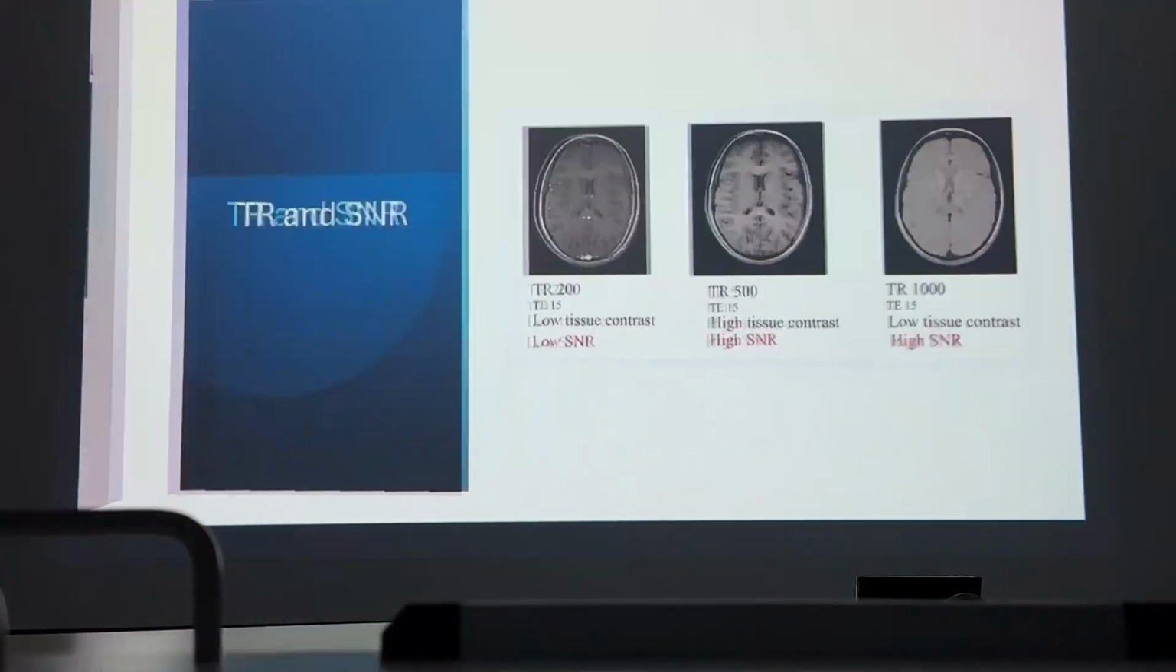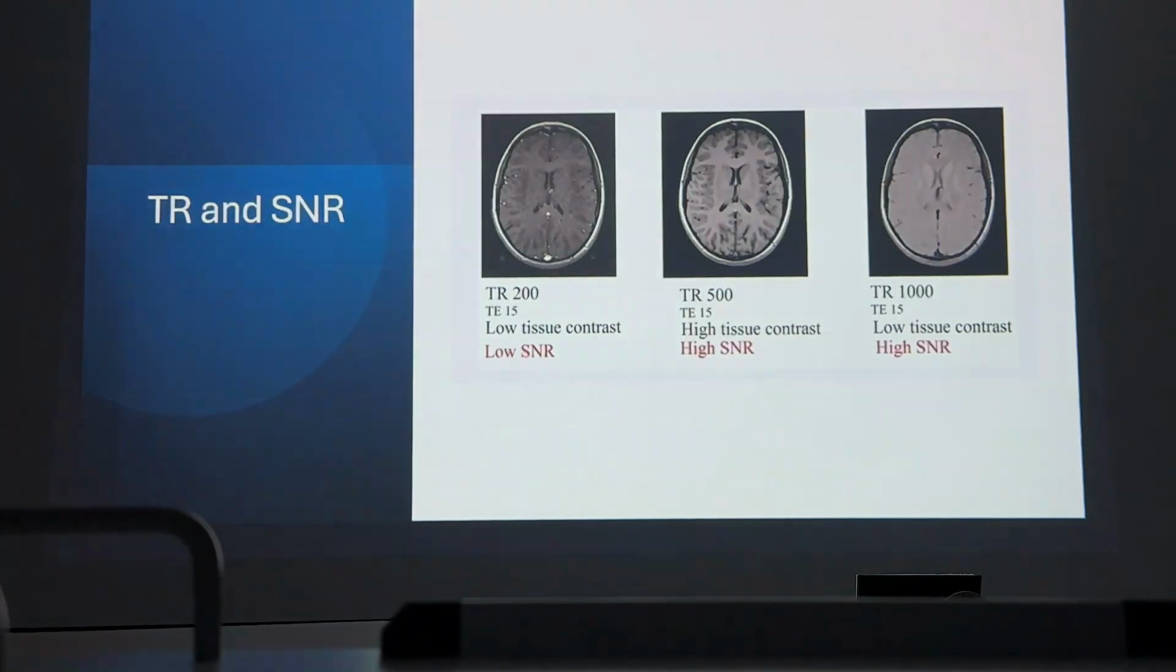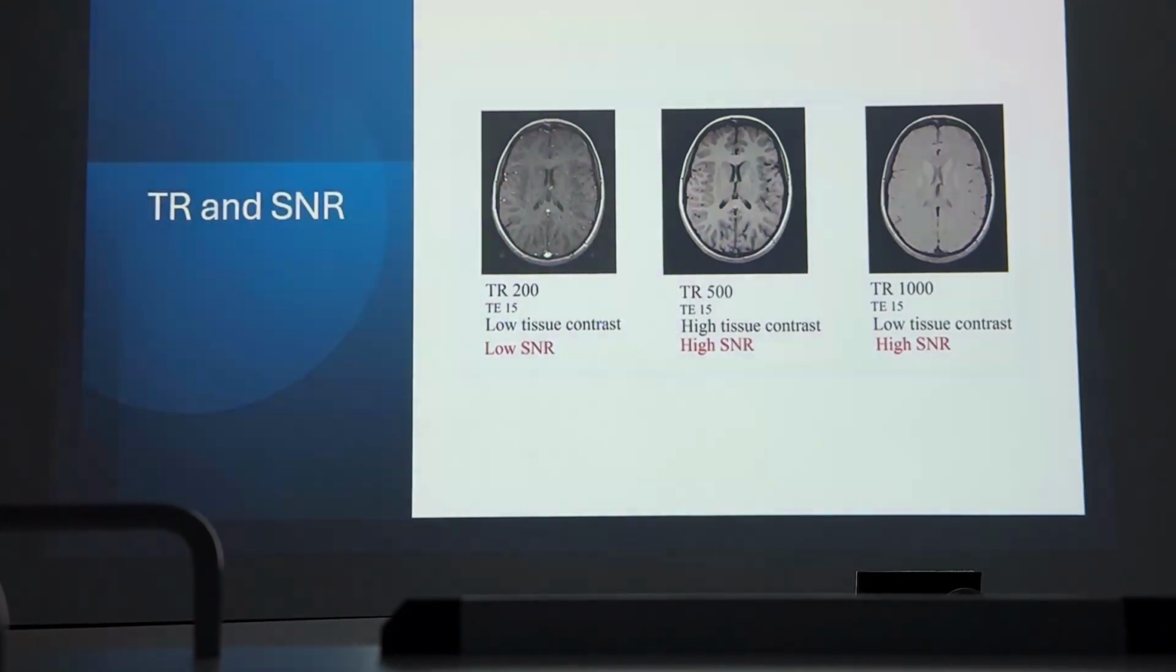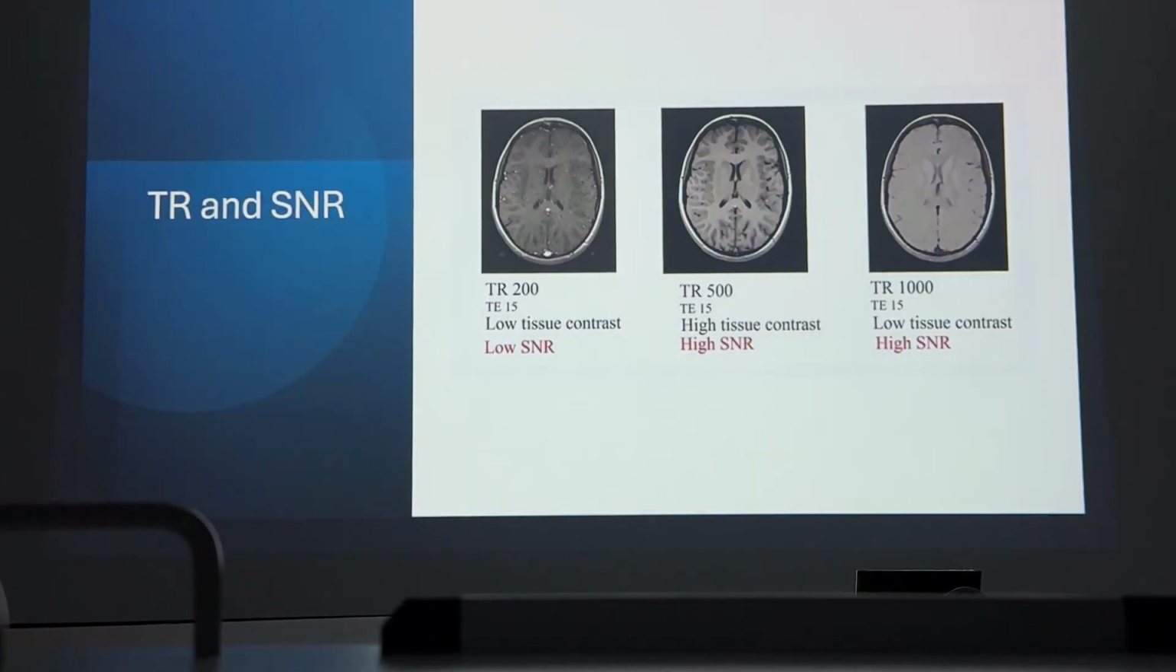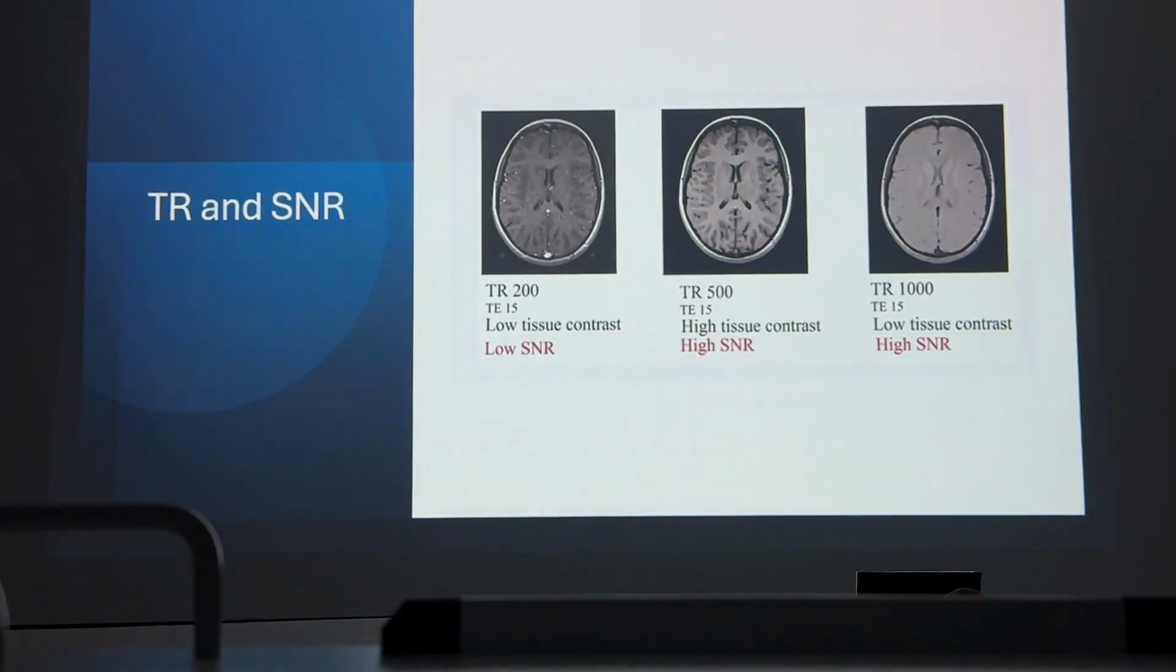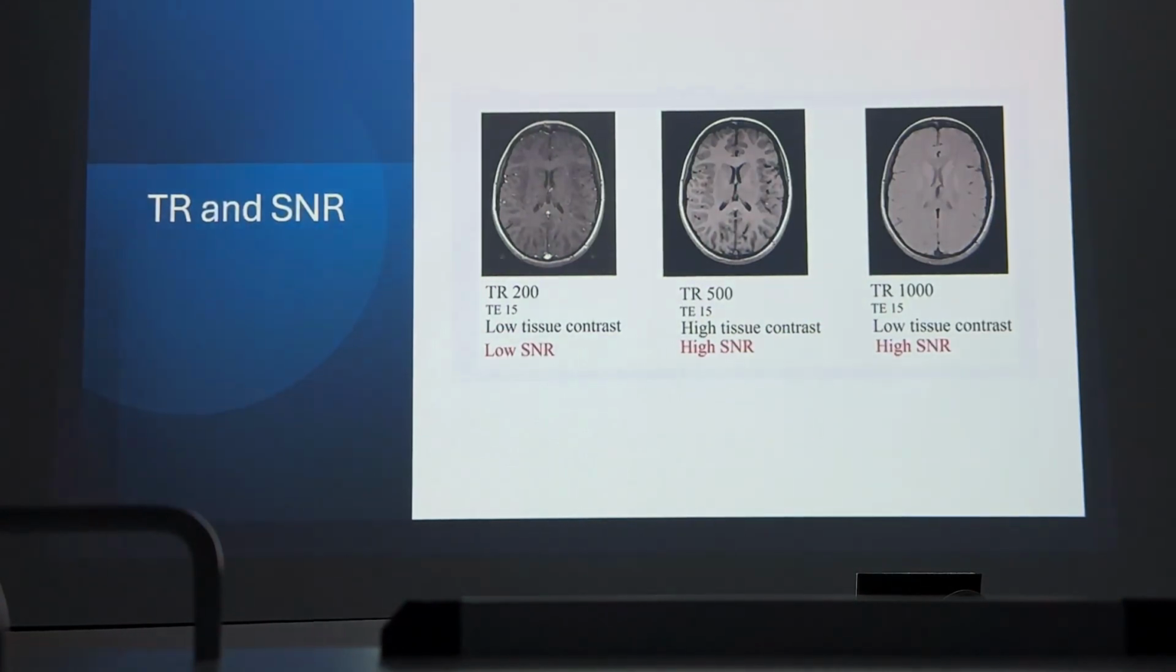The third factor that affects signal to noise ratio is increasing the TR. Increasing the TR will enhance the SNR and subsequently improve the image quality. How does it work? Increasing TR allows the longitudinal magnetization to approach its maximum and generate a higher signal. Higher signal means higher SNR and subsequently improved image quality.